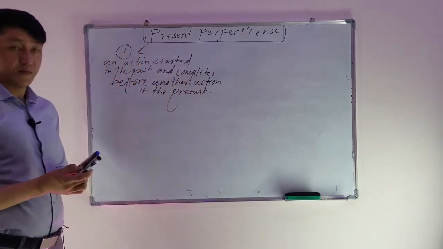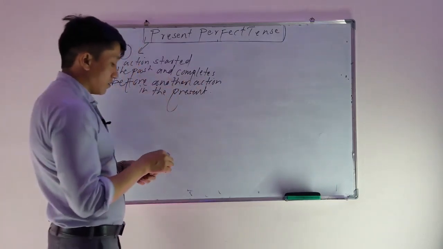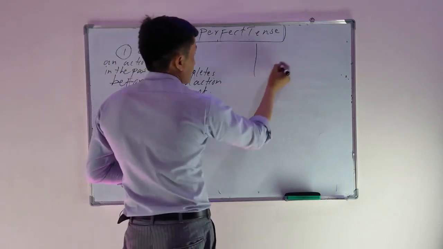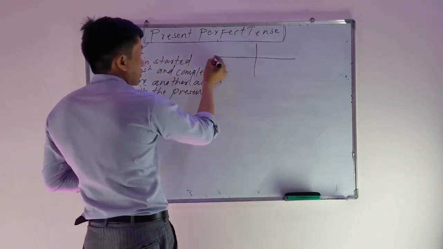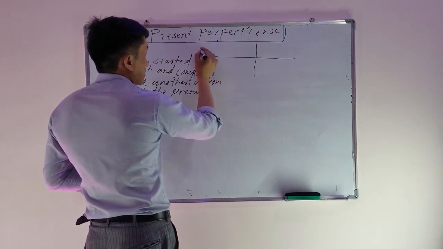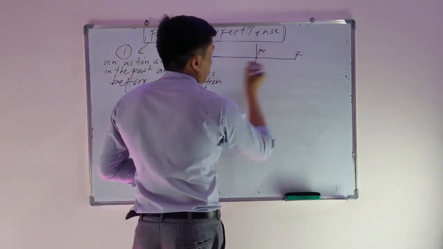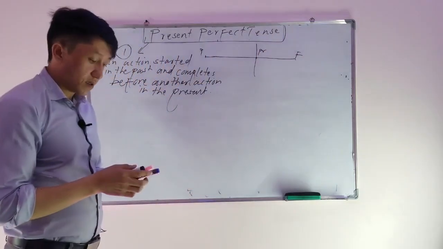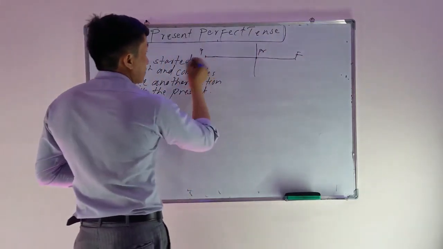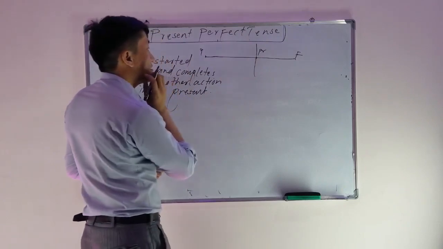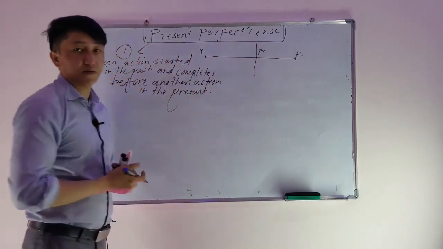This is the first usage, the first definition, or we can call it the first function. Now this is a chart, this is a time chart. From here up to here is past, and this point is present, after that is future.